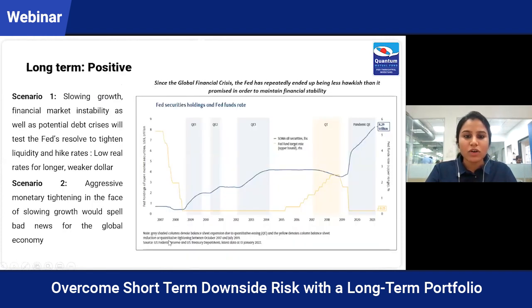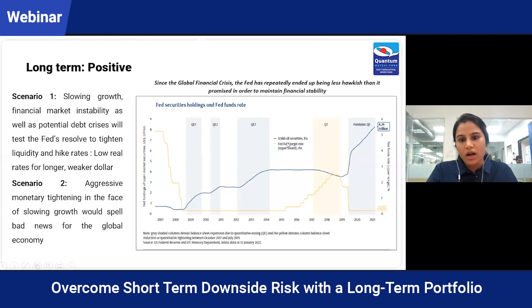So on the next slide, we talk about why we are bullish on gold prices in the long term. As we see it, there could be two scenarios going forward. In the first scenario, slowing growth, financial market instability, and even the risk of a potential debt crisis can all test the Federal Reserve's resolve to tighten liquidity and hike rates, right? And if that happens, we're talking about low real rates for longer and a weaker dollar. Now, why are we saying this? It's because since the global financial crisis, the Federal Reserve has repeatedly ended up being less hawkish than it promised in order to maintain financial stability.